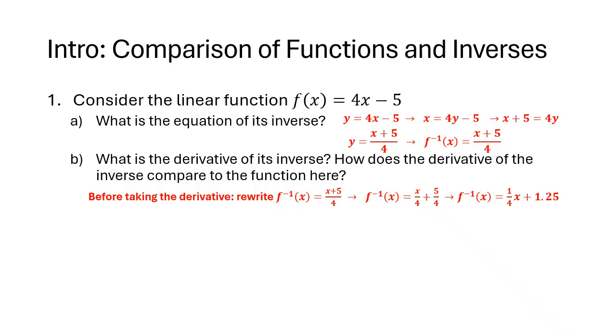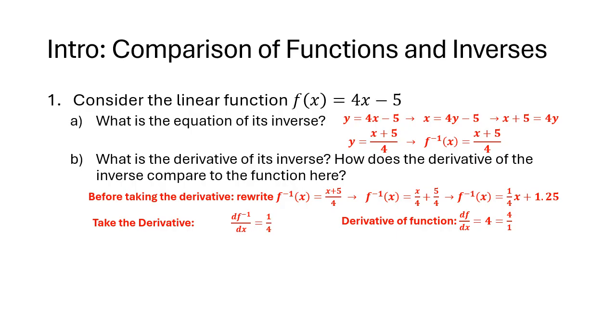Then, calculating the derivative of this, the derivative of 1/4 x is 1/4, and the derivative of 1.25, being that it's just a number, is 0, giving us the derivative of the inverse is equal to 1/4. Now, if we compare that to the derivative of the function, the derivative of 4x minus 5 is just 4, which is the same as 4 over 1.